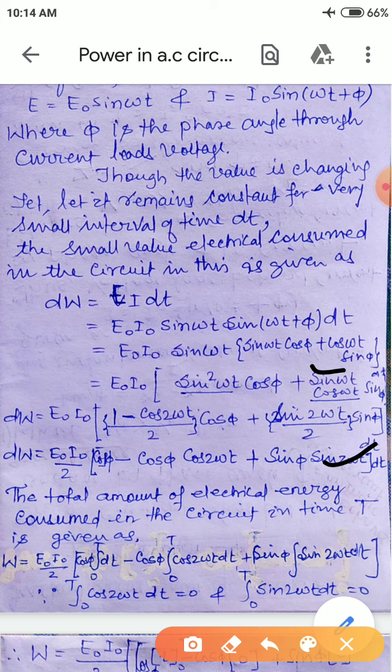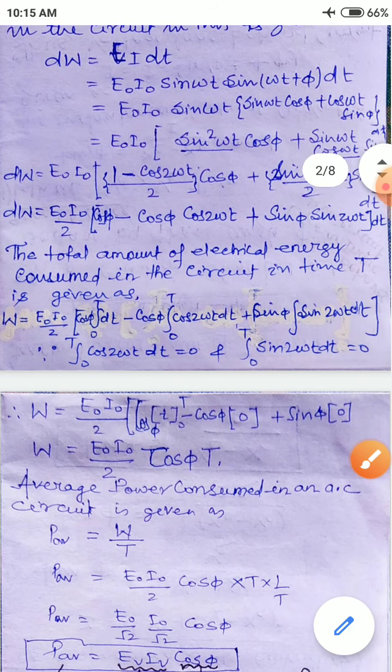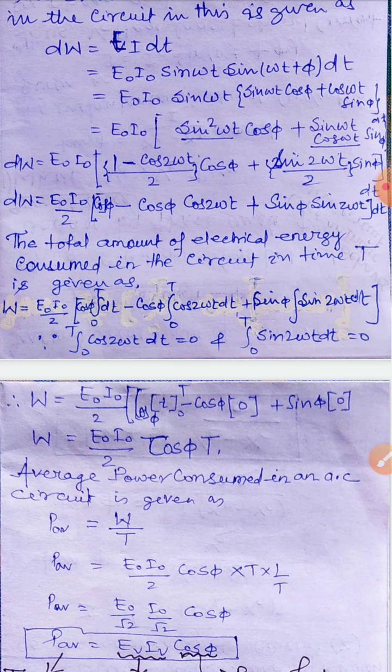Now the total amount of electrical energy consumed in time t will be obtained by integrating the above equation over the time period. Now the integral of cos 2 omega t dt over time period T is equal to 0, and sin 2 omega t dt integrated over the complete time period is equal to 0. You can do the integration and check this. So we did not show here that these two things are equal to 0. So W is equal to E naught I naught by 2 cos phi into T.